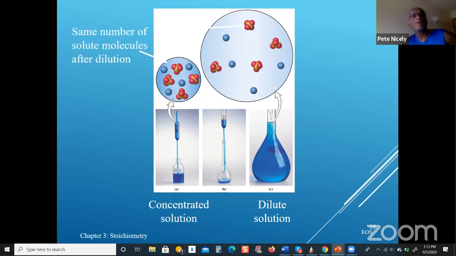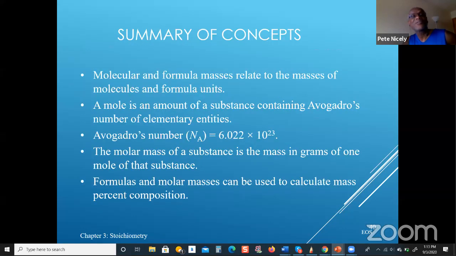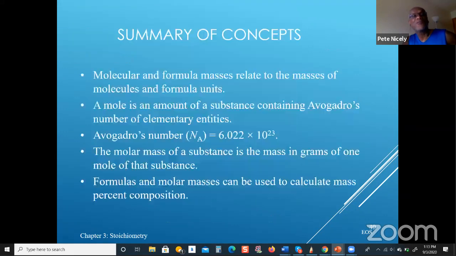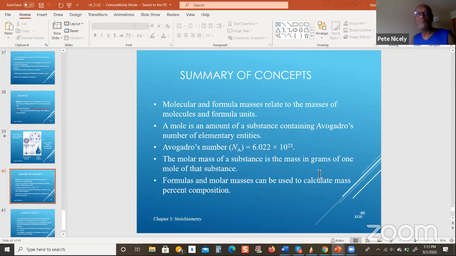The key thing you need to remember again is that the amount of particles present as far as the solutes are concerned is not changing. So the amount of solute doesn't change, but the solution concentration decreases, all right? Okay, that's it for this chapter, which is chapter 3. Unless there are any questions, we're going to move on to chapter 4.